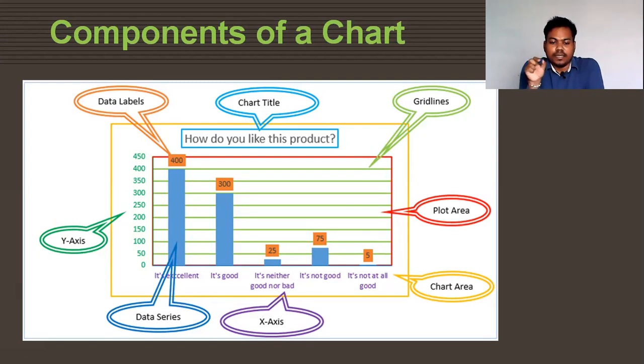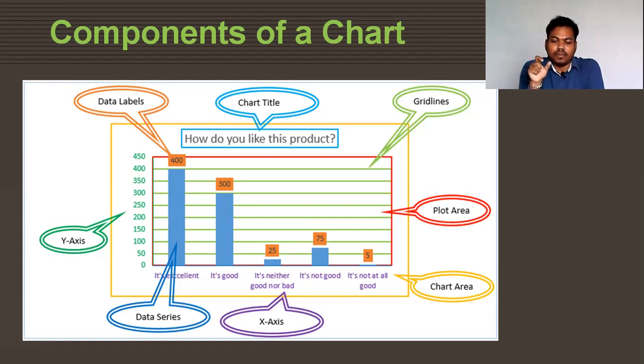See, categories are written: it's excellent, it's good, it's neither good nor bad. All these are different categories. So the x-axis is also known as the category axis. On the y-axis, 0, 50, 100, all these are the values. So the y-axis is also known as the values axis. Data labels: above the column we have written the data. That is the data label.